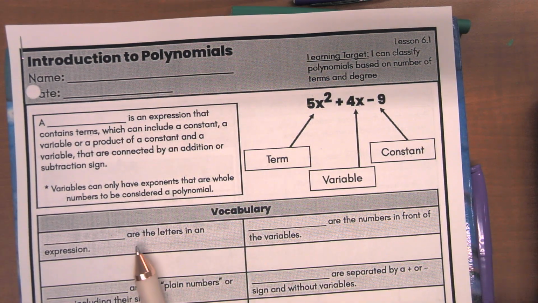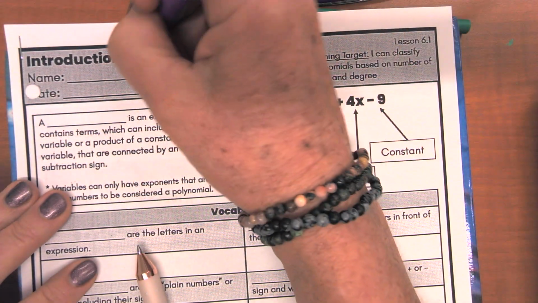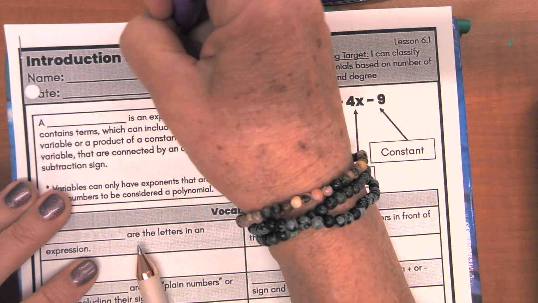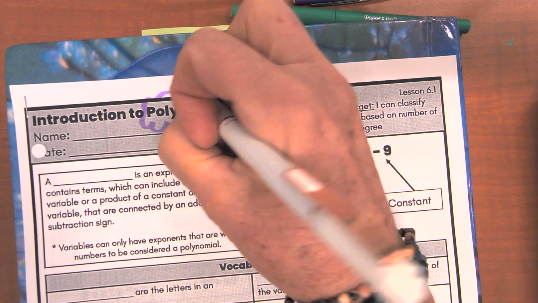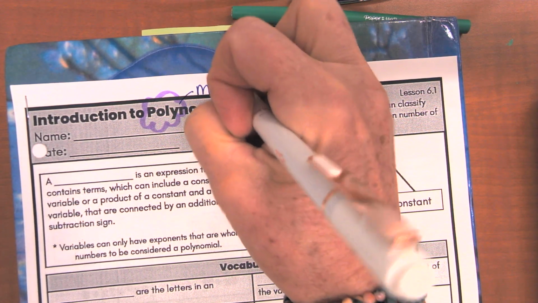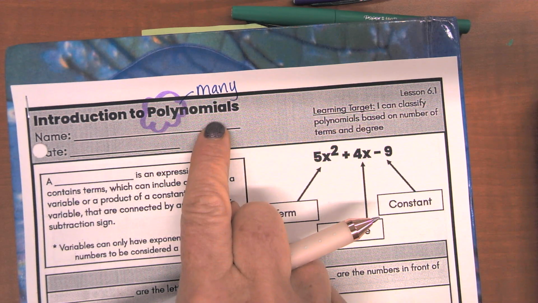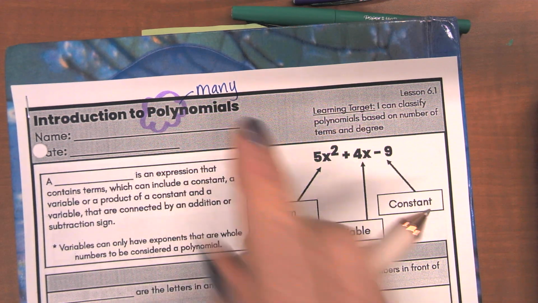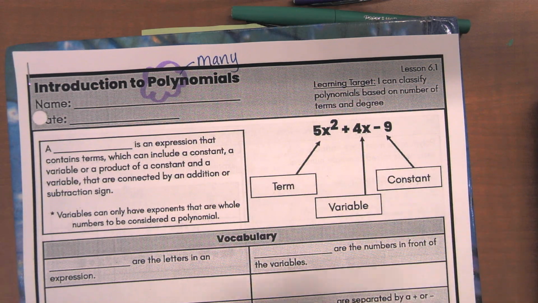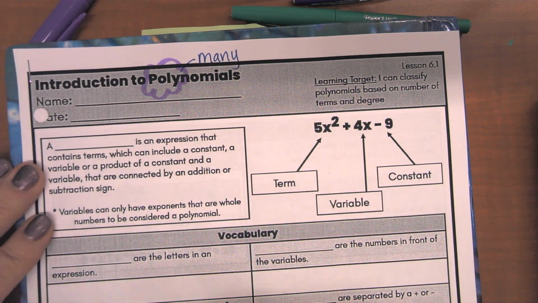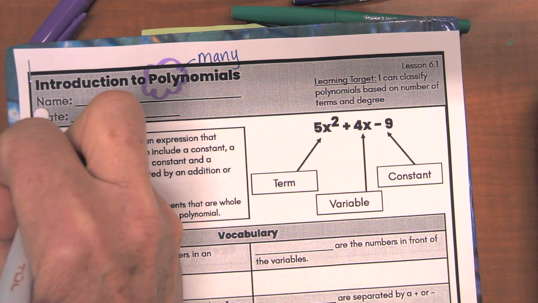Now, polynomials, there's a lot of vocabulary, so we're going to go over that today. I want you to look at this word poly. Poly means many. Poly means many. So there are many different ways that polynomials can be put together. And it's basically how we put numbers and variables together and how we order them and then how we actually do math with them.